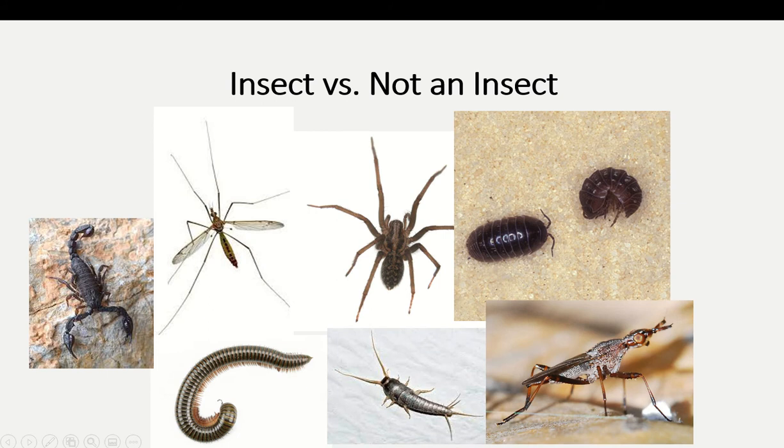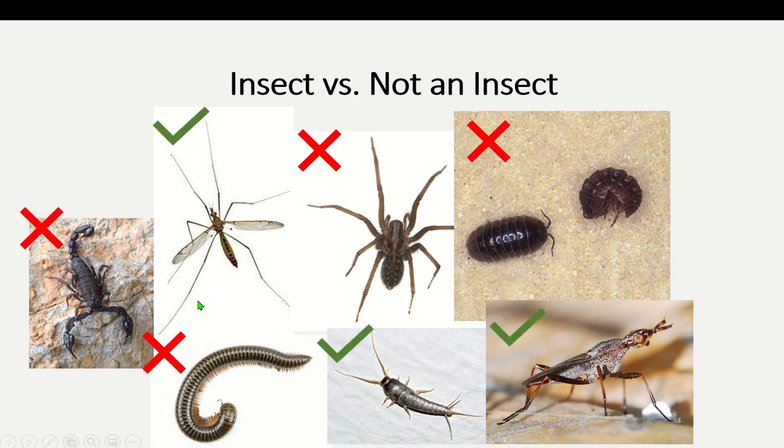Okay, so I also want you to take a minute and think about whether these organisms are insects or they are not insects. All right, so we have a scorpion over here. These guys are not insects. First off, we're seeing 8 legs, and I don't see the segmentation that we would expect.